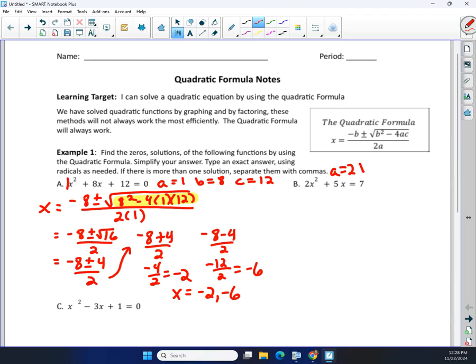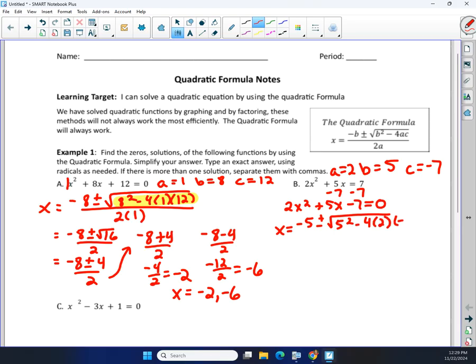I'm going to do the same thing for B. But before I can get my C, I have to set this thing equal to 0. So if you get one and it's not set equal to 0, you're going to have to add or subtract, whatever the case is, to move everything to the left-hand side. And now I know that C equals negative 7. So now I can do my quadratic. X equals negative b plus or minus square root b squared minus 4ac all over 2a.